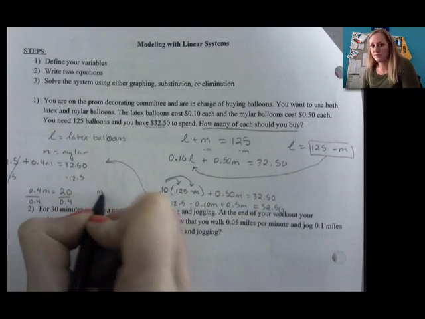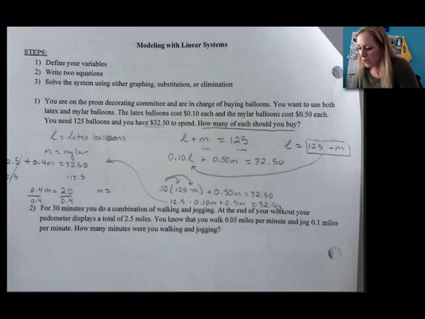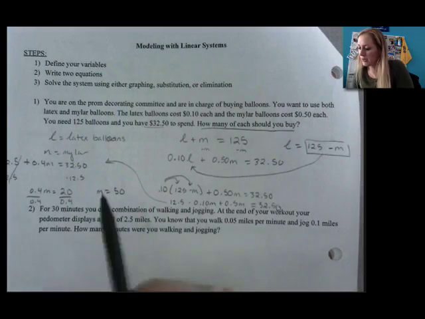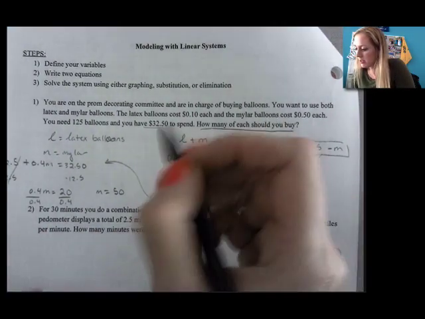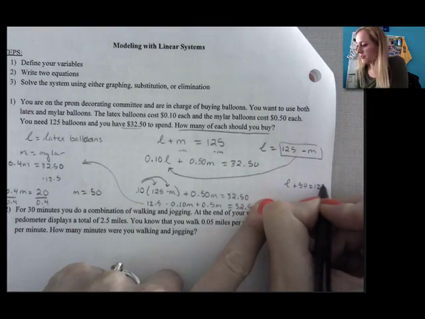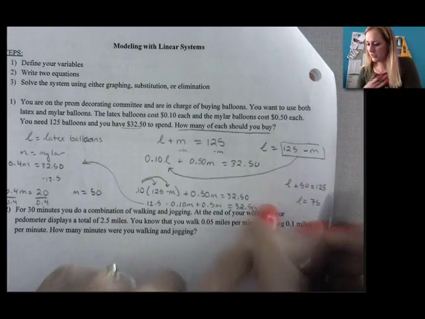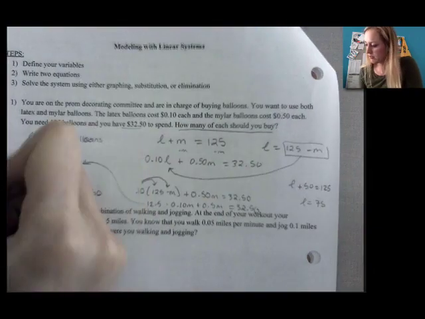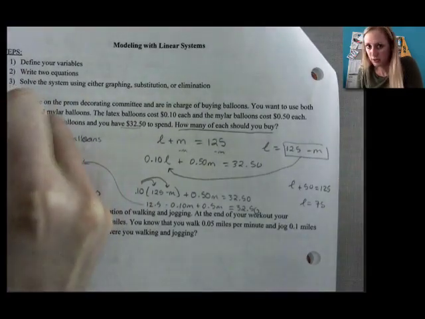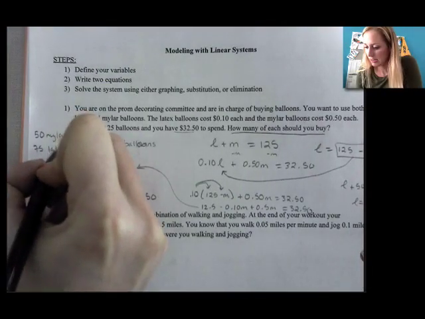So M equals 50. So M was the number of mylar balloons. So to figure out the number of latex balloons, we could plug 50 in back here. So I have L plus 50 equals 125. So if I subtract 50 from 125, I get L is 75. So our final answer is 50 mylar balloons, 75 latex.